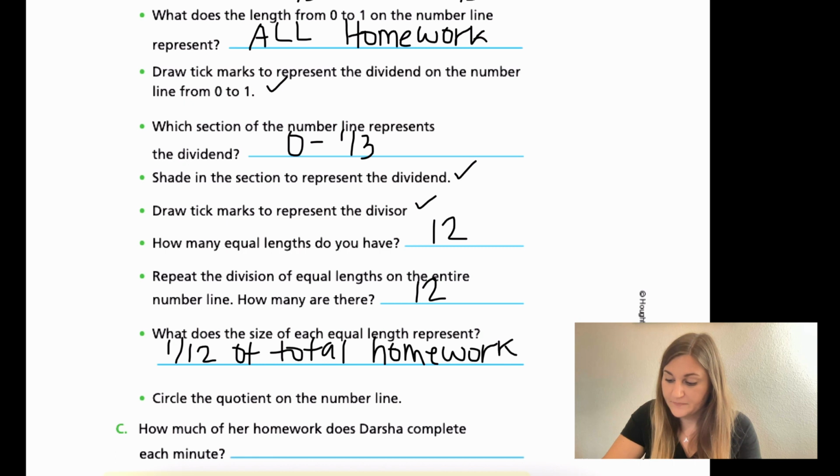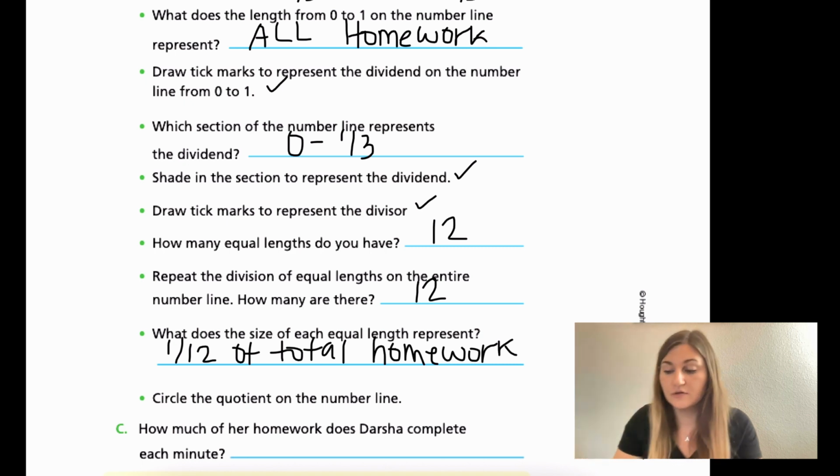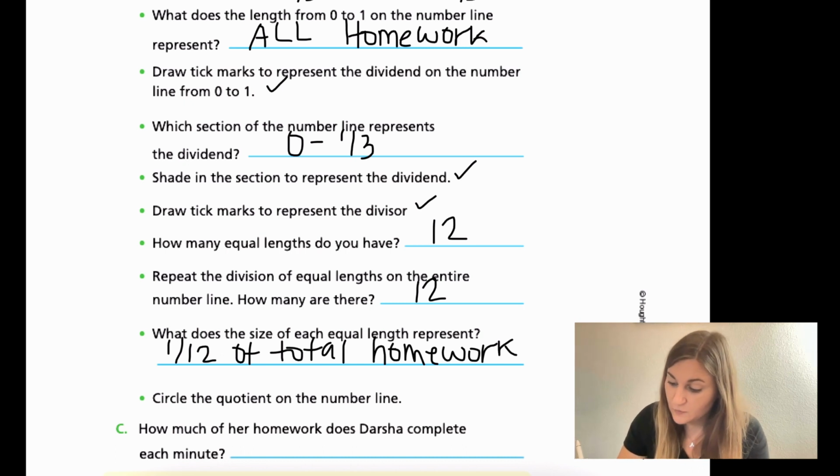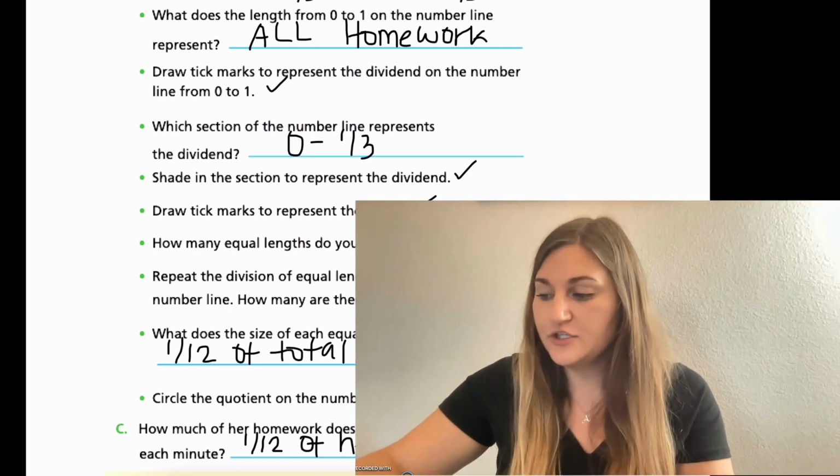And then it says circle the quotient on the number line. So can you identify what the quotient is? That's the 0 to the first blue mark. That is just looking for a circle right here. All right, and then for our last question, how much of her homework does Darshia complete each minute? Each minute, she gets 1/12 of her homework, and I'm just going to put slash a minute. All right, great job. Go ahead and finish up the rest of your problems on these pages, and I'll see you back here for Module 11, Lesson 5.